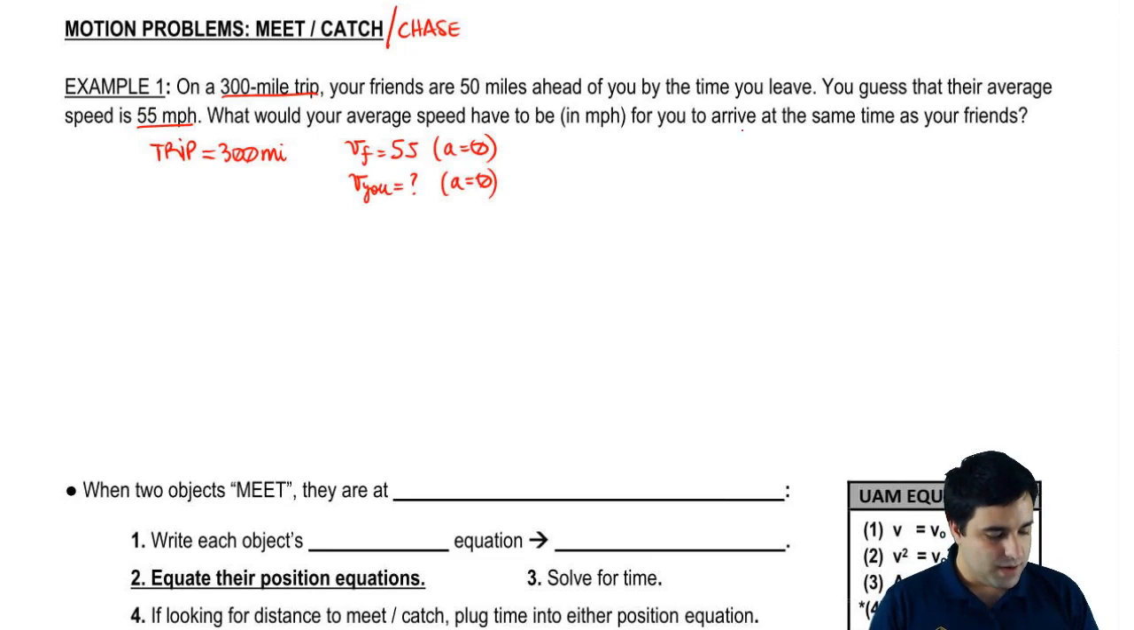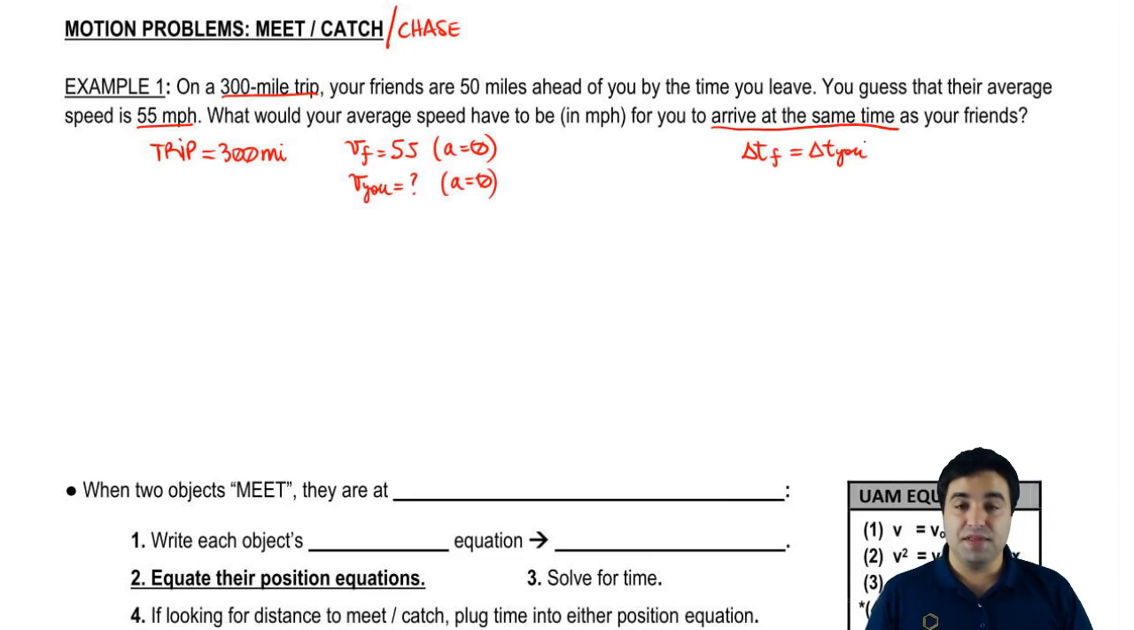In other words, so you arrive at the same time, which means that delta t of your friends is the same as delta t of you. And this is what's going to happen in these meet-catch problems. Your time will be the same as their time, or whatever two objects are moving.